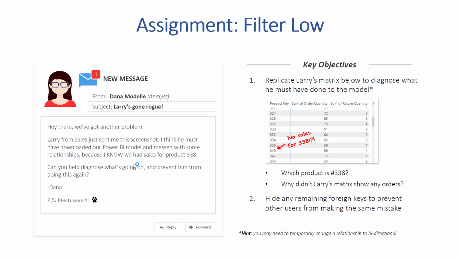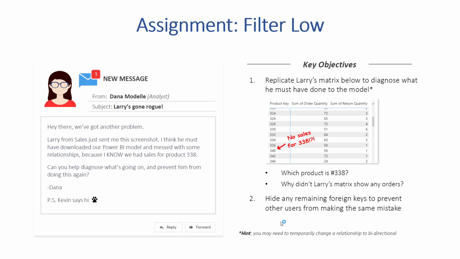We got a message. So what is our key objective? The key objective is to replicate Larry's matrix below to diagnose what he must have done to the model, because he gave me a screenshot like this and there were no 338 sales. So which product does 338 belong to, and why does Larry's matrix show only the orders, and hide the remaining foreign keys to prevent other users from making the same mistake.